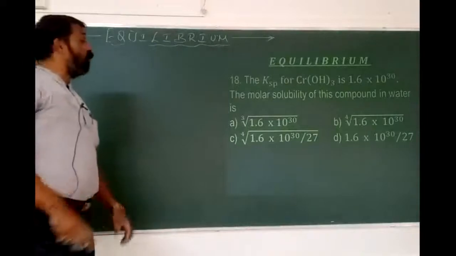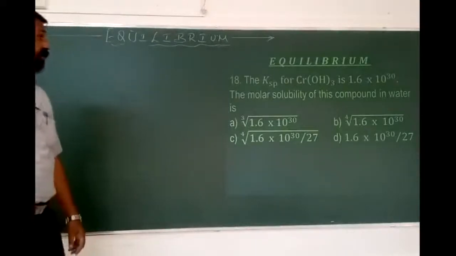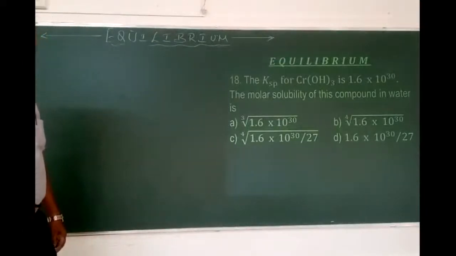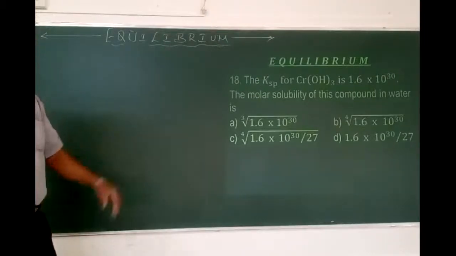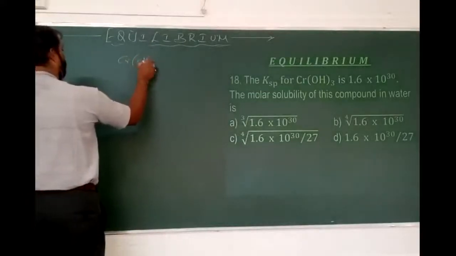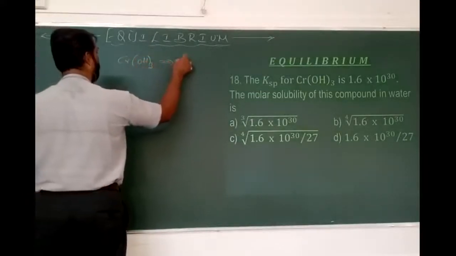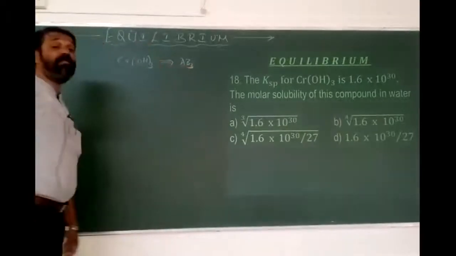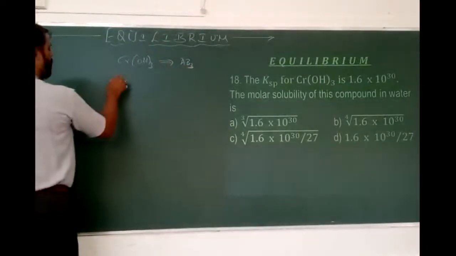The Ksp for chromium hydroxide is 1.6 × 10^-30. The molar solubility of this compound in water is how much? Here the Ksp is given, and we just have to find the molar solubility. Chromium hydroxide is of the type AB3. If that be the case, what is Ksp here?